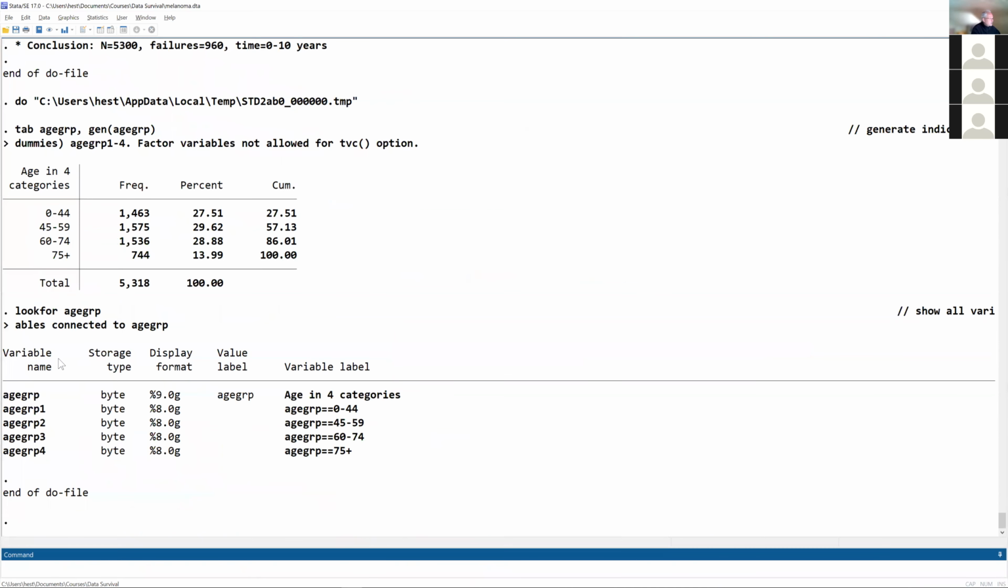Let's see. Here is the original age group, and here are the new dummy variables, age group 1, 2, 3, and 4, for the categories 0 to 44 years up to more than 75 years. We will use 2, 3, and 4 in the model, meaning that the first one will be the reference category.